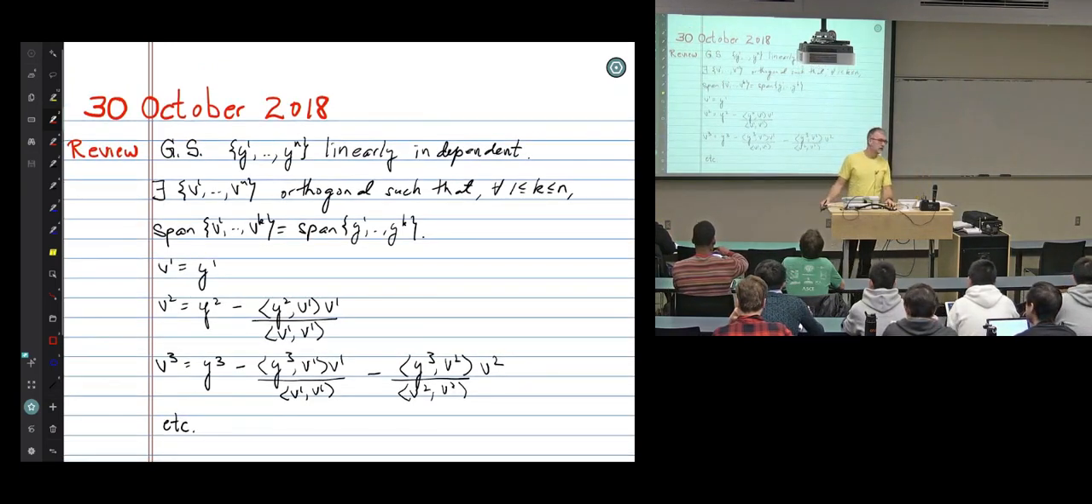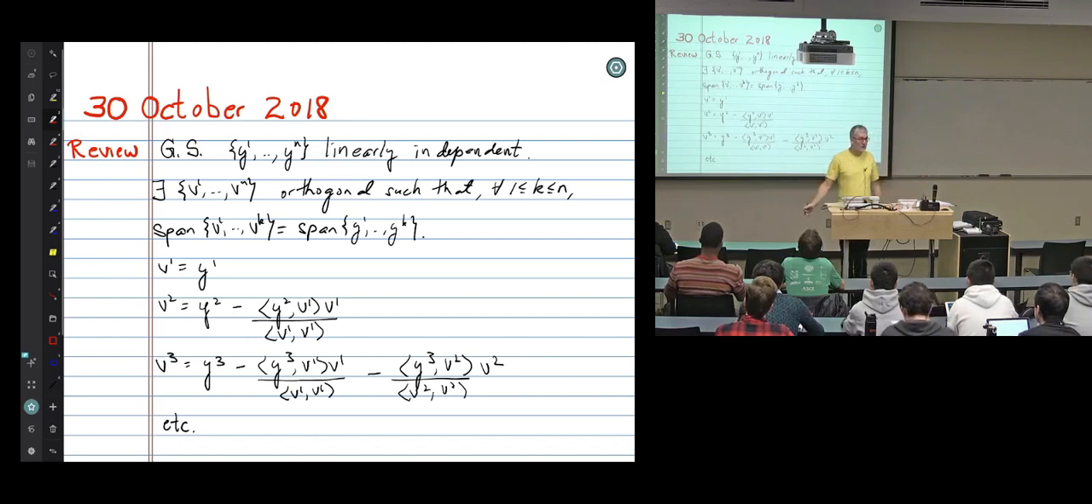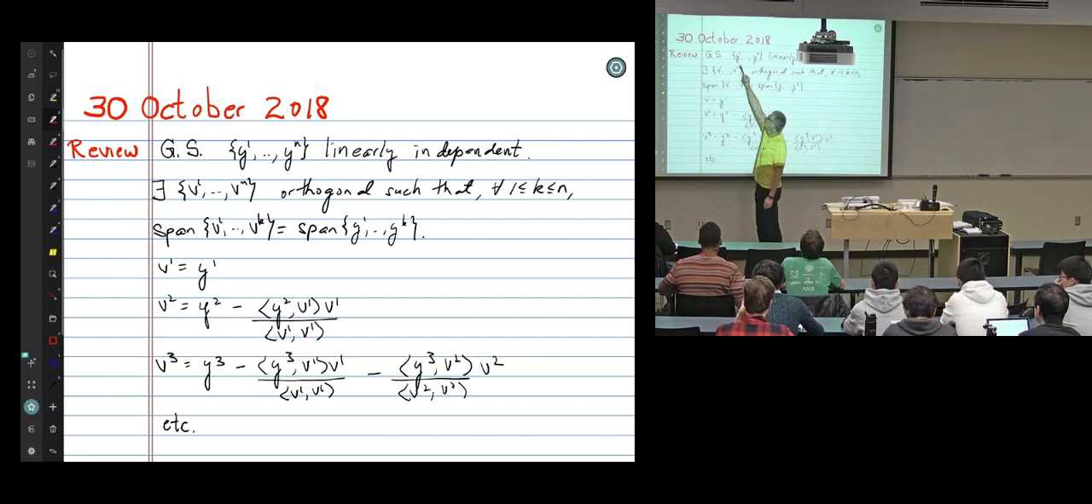What would we do if the set were linearly dependent? Throw away the ones that we don't need, okay? I mean, if y1 is non-zero, keep it. Then check if y2 is dependent on it. If it is, throw it away. If it's not, keep it, okay?